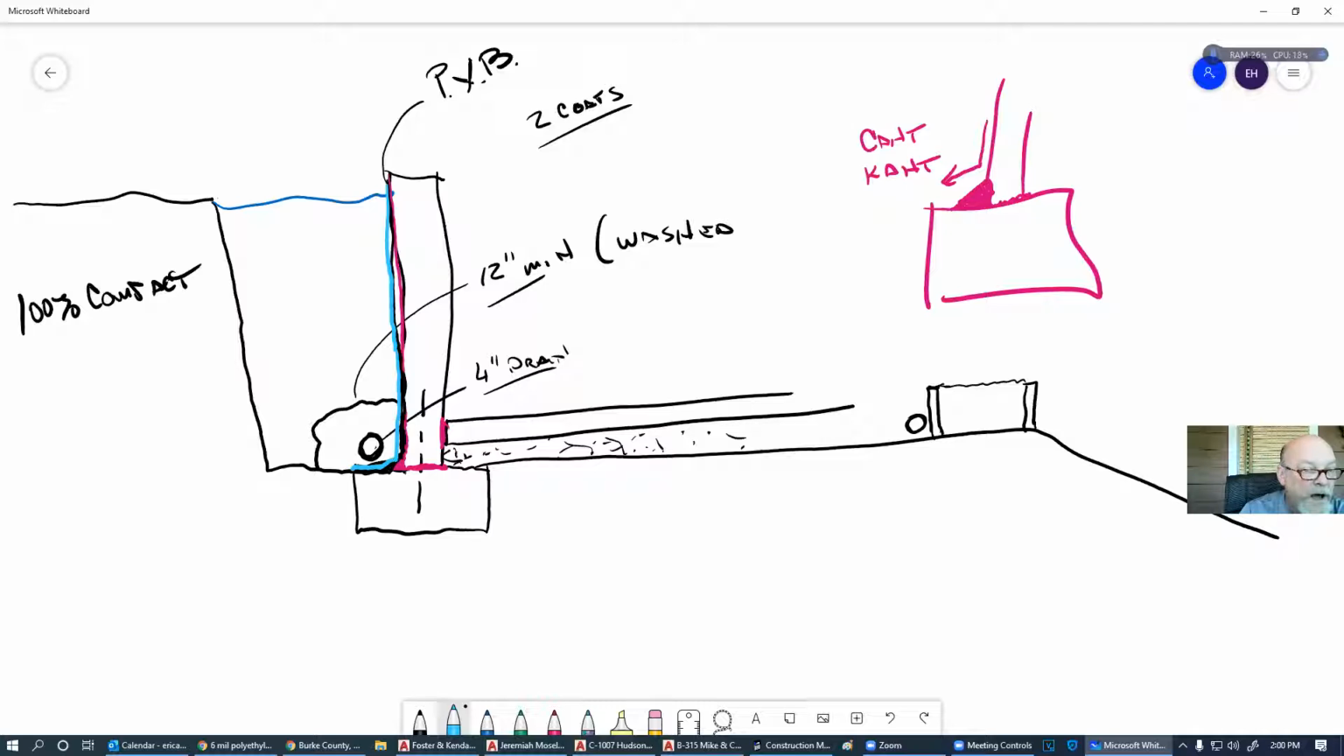Now, this is an above-and-beyond-code thing. All right, here's where the code ends right there. Bam. You've got to do all this other, but we went ahead and at the time we put 6 mil poly vapor barrier on there. Sorry, that's what PV stands for. PVB stands for polyethylene vapor barrier.